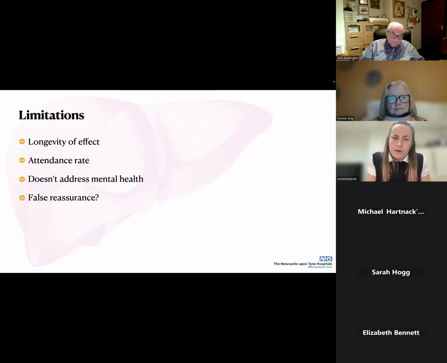Limitations. What is the longevity of that effect? Yes, we saw a reduction in presentations to hospital. Yes, we saw a reduction in their alcohol intake, but we were only looking at the 6-month period following that initial Fibroscan, and how long will that effect last? Having just had provision of information, it's fresh in the mind, and perhaps motivation is higher. And I haven't looked further as to whether that effect wears off.